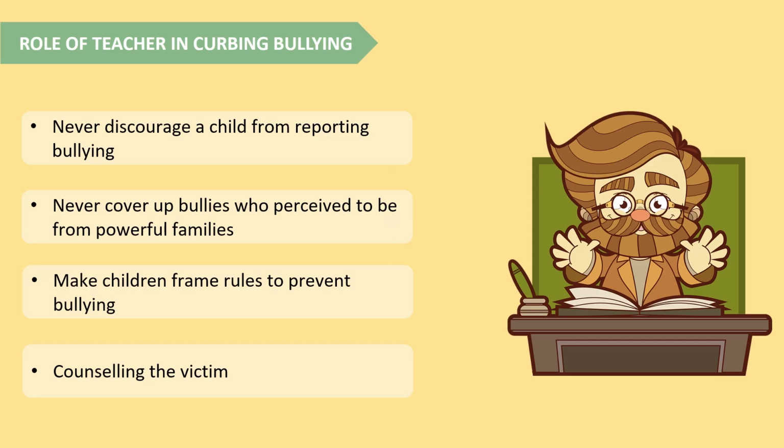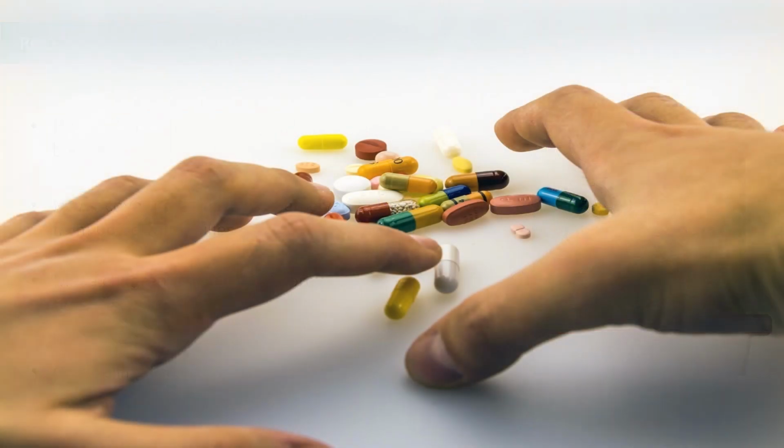if they are from well connected or powerful families, because in the long run the bully is equally hurt, the bully's personality is equally destroyed, and we can ask children of our classes to frame rules to prevent bullying, and we should counsel the victim, and if we feel that the victim needs some professional help, the school counselor may be involved, or else if the problem is too serious, then even professional counselors can be roped in.